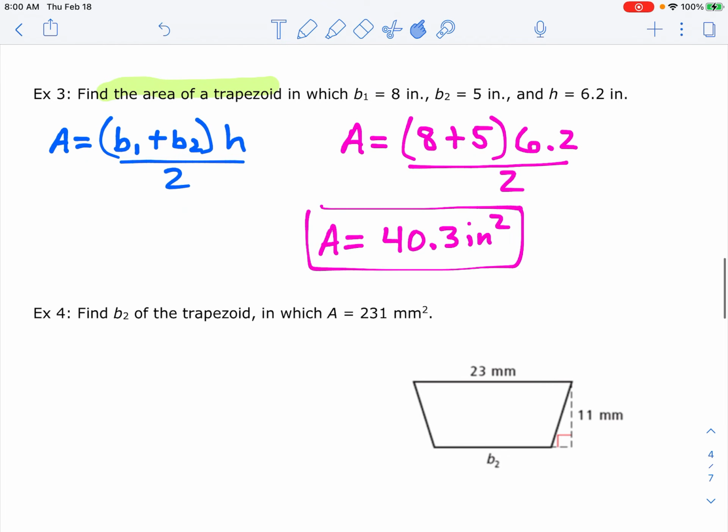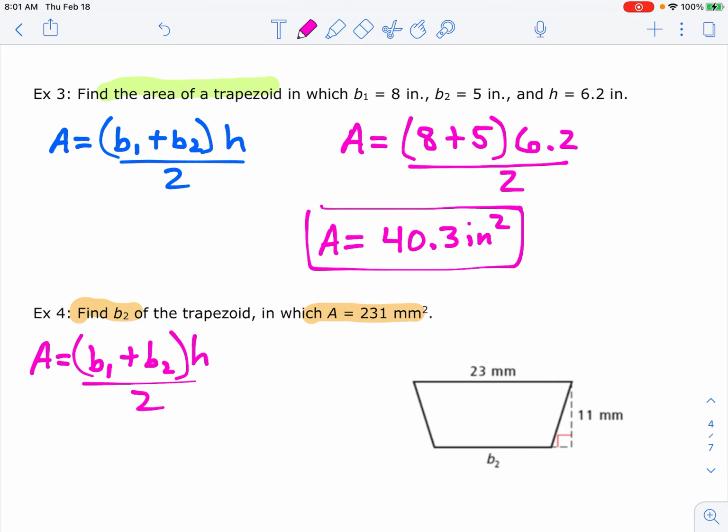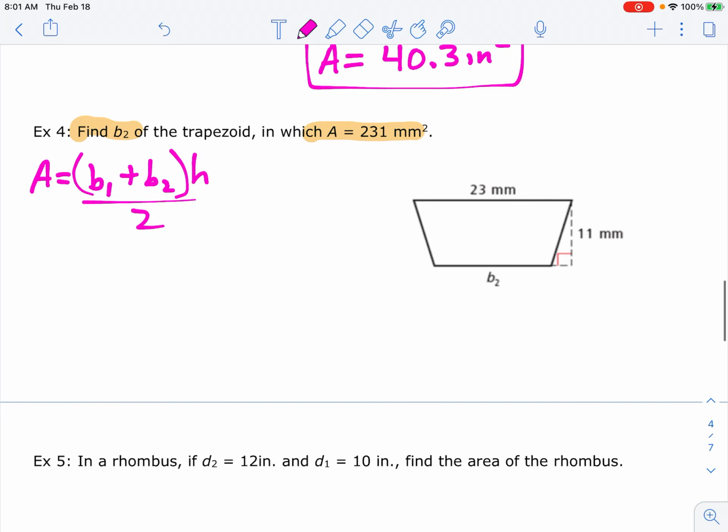Now, let's look at an example of where we're probably going to have to work backwards and how we would approach that. Find B2. So this time it says find B2. Before it said find the area. If it says find the area, we're just plugging it into the formula. If it says to find the height or B2 or a base, we're going to work backwards. It tells us the area is 231. So again, I'm just going to list the formula we're using. I know I need to use B1 plus B2 times H, all divided by 2, because this is a trapezoid.